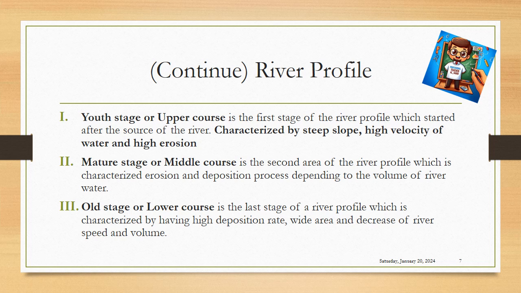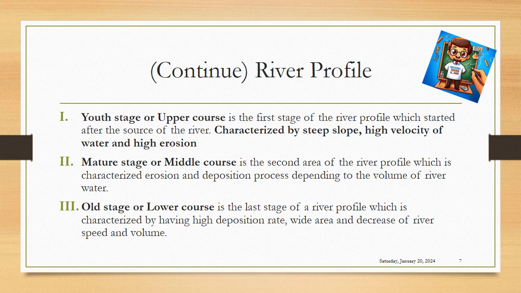Structure of river profile. The structure of river profile is divided into three major categories, which are: 1. Youth stage or upper course, the first stage of the river profile which starts after the source of the river, characterized by steep slope, high velocity of water and high erosion. Water flows with high speed resulting in vertical erosion.